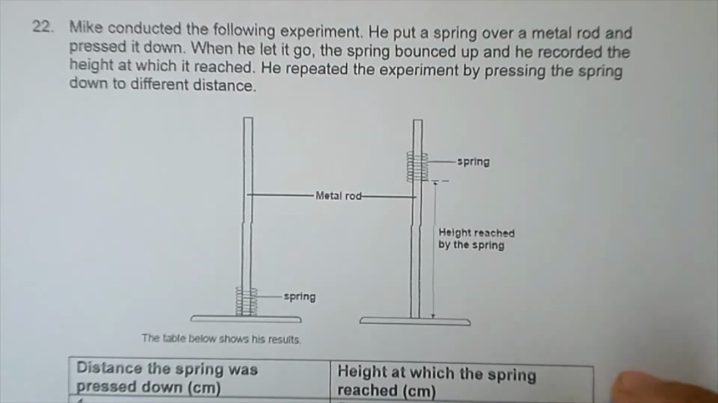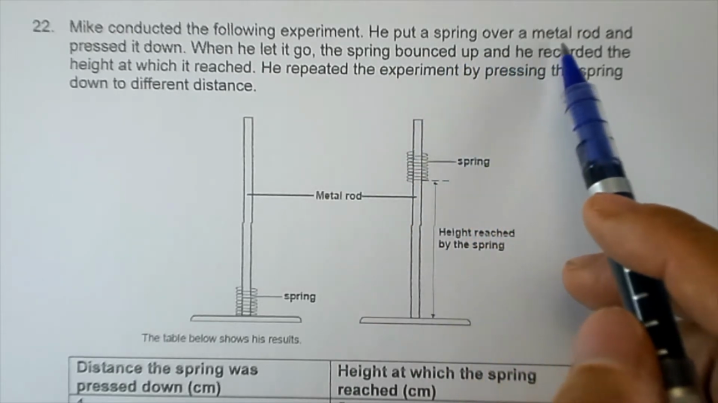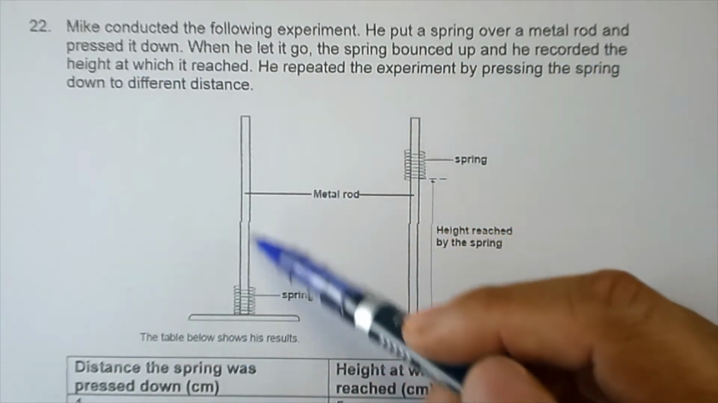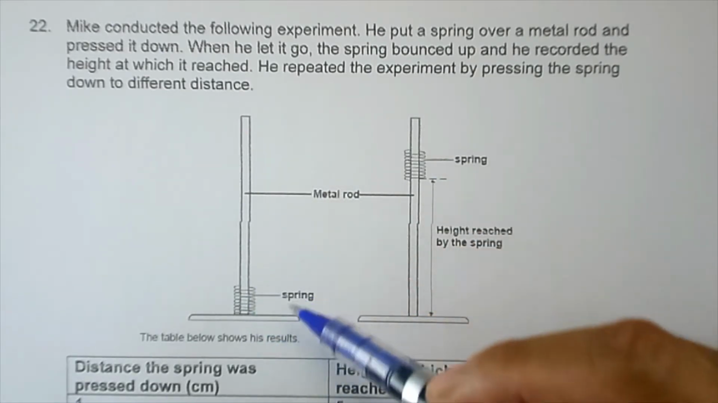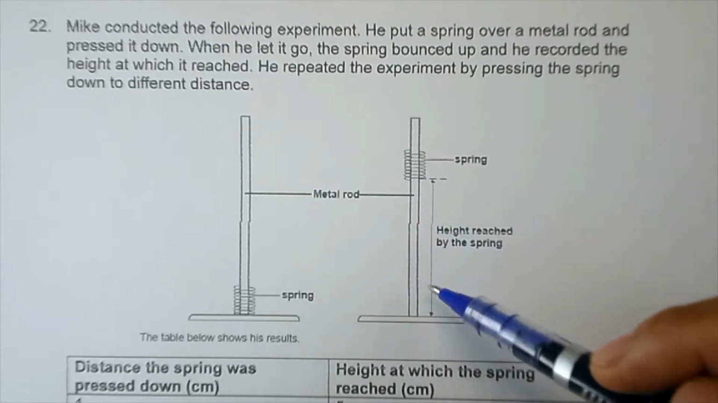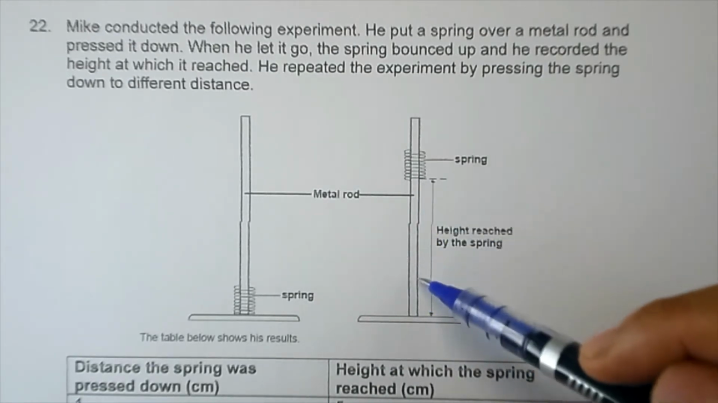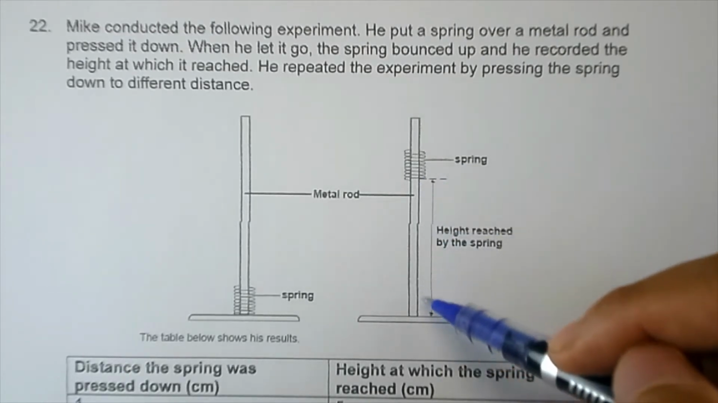Mike conducted the experiment. He put a spring over a metal rod and pressed it down. So we have a diagram here for a metal rod and spring at the bottom. So he will press this spring down. Then what will happen? The diagram on the right shows that the spring will spring upwards. Alright, and after that the spring will come down again.